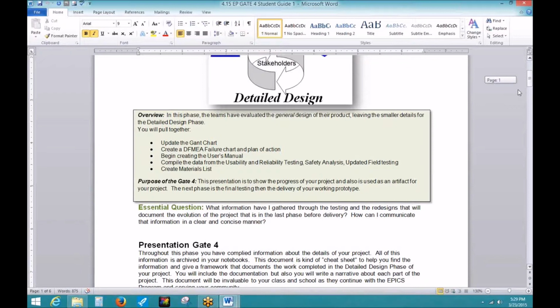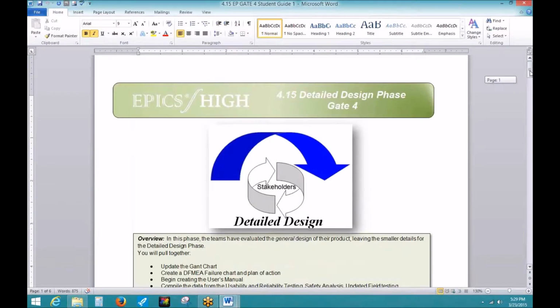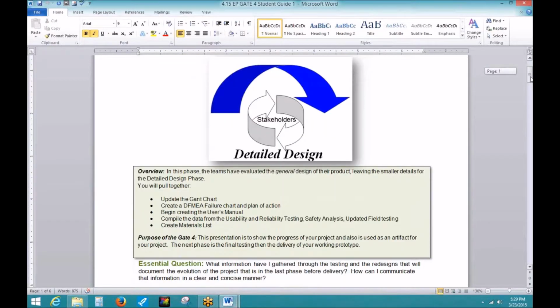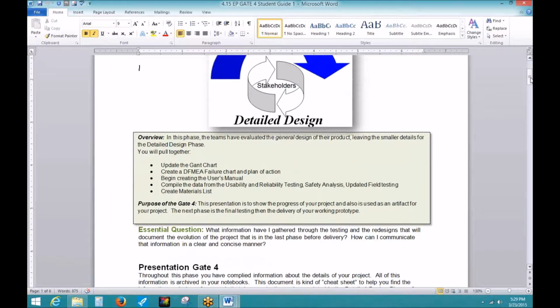Okay. I'm going to go on to 4. And 4 is your detailed design. So I'm going to go back and pull that up. Hopefully you're seeing that gate, the detailed design, where you're going into the final thing where you're trying to develop a working prototype, getting ready to pull it into a delivery phase.